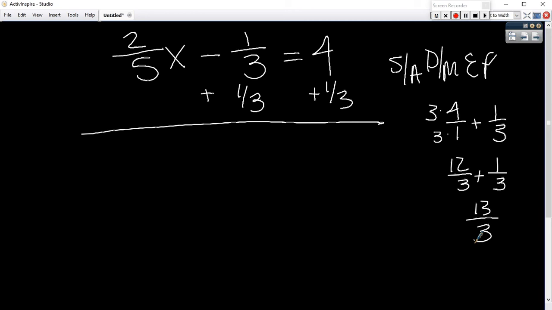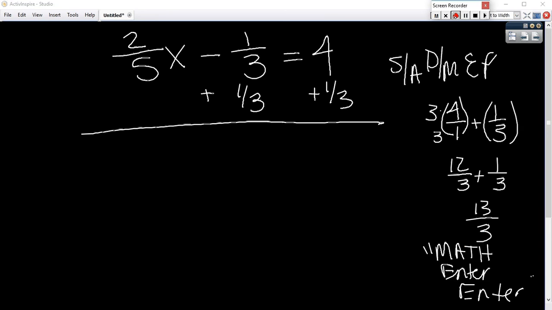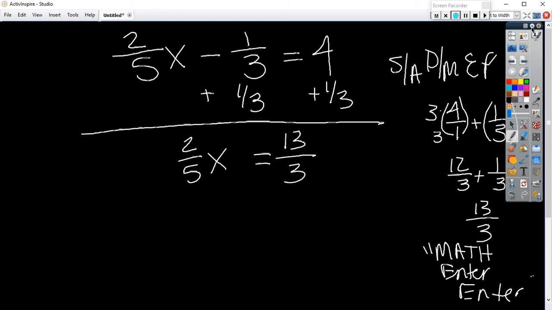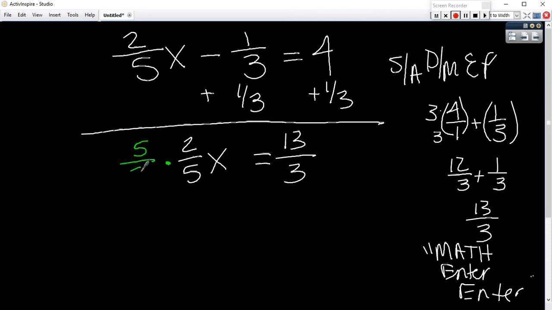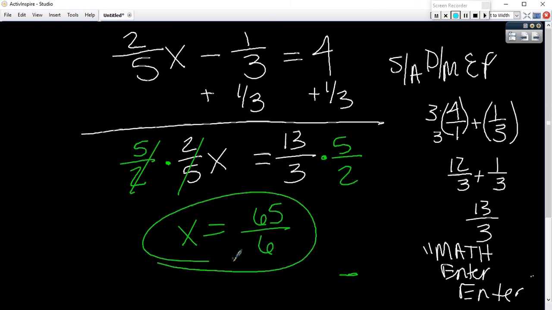Am I going too fast? Okay, I'll slow up just a second. All right, so we've got on this side 13/3. 2/5 x over here. X is still not by itself. What do I do? Multiply by the reciprocal. I don't want to divide by 2/5 because that would give me a fraction and a fraction. So instead, flip and multiply. So remember, multiplying fractions is easy because it's straight across. 13 times 5, 65 over 6. Done.